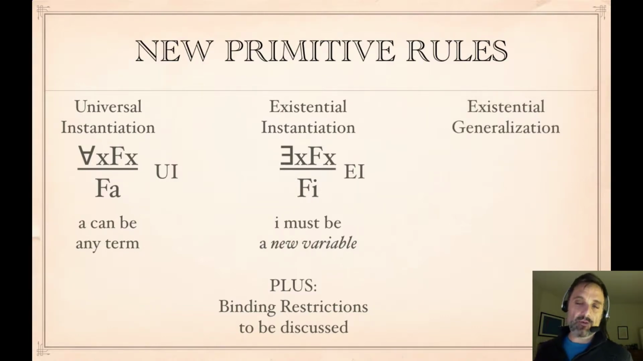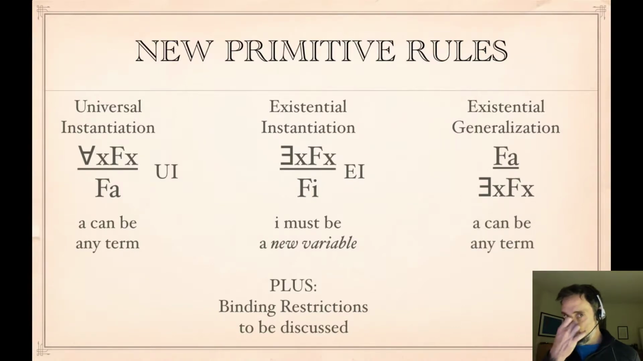And finally, we have a rule called existential generalization. It says if you have Fa, then you can infer some x Fx, and again, a can be any term. So for all x Fx, what universal instantiation says is if everything is F, then whatever name you stick in there in place of x, whatever variable you stick in there, whatever it refers to, it's F. Existential instantiation is a little bit more complicated. I'll talk about it later.